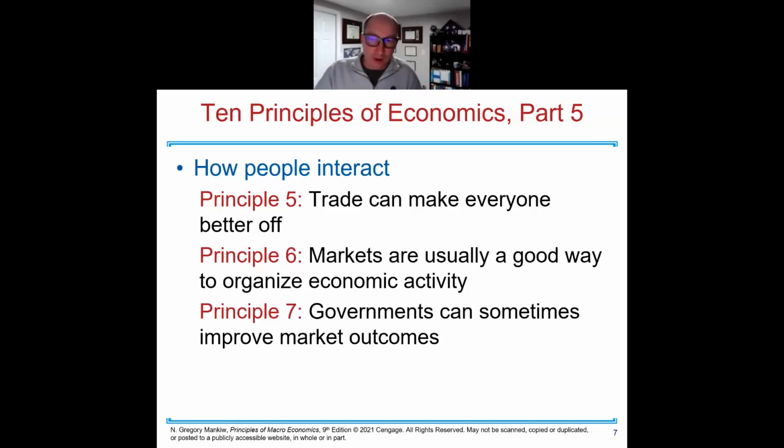Principle 7, governments can sometimes improve market outcomes. I use the word sometimes very loosely here because the government sometimes doesn't do a very good job at this, as I think we know. Okay. Governments can sometimes improve market outcomes. With the inflation rate, for example, when the Federal Reserve decides to turn down the interest rates from the highest they've been in 30 years, when they decide to do that this year, it'll make the market outcomes a little bit better, we think.